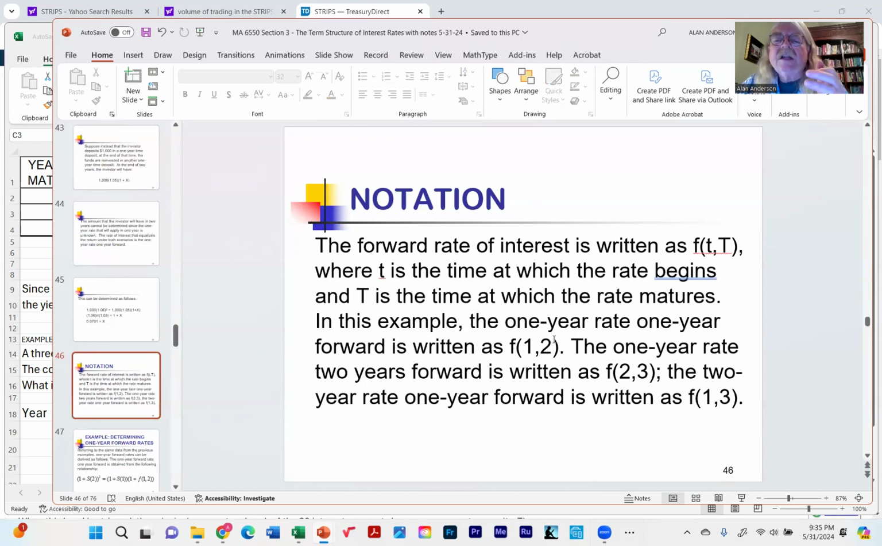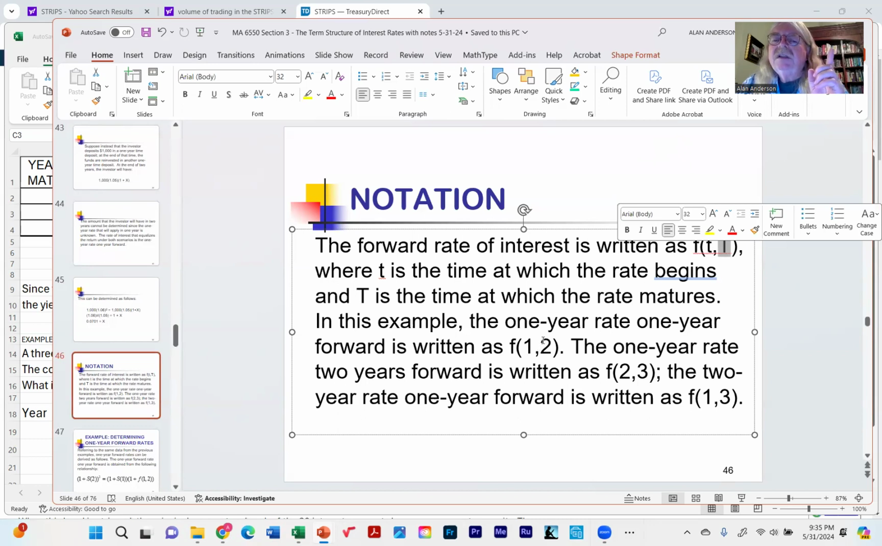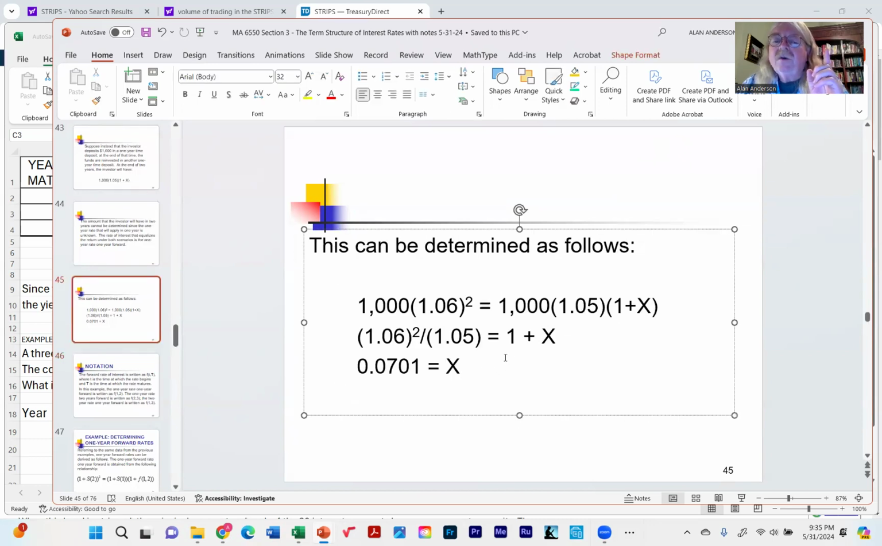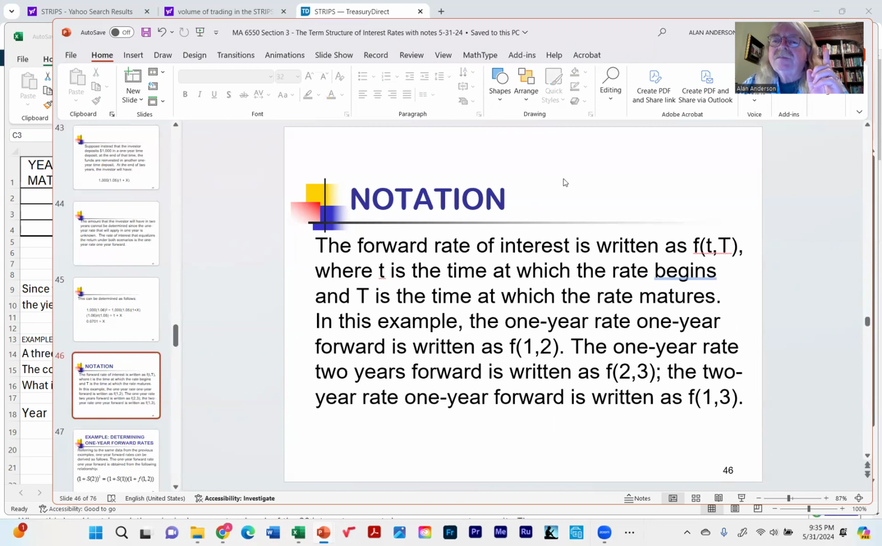So this is going to take a little getting used to, because normally with an interest rate, you figure the rate starts today and it matures at some point in the future. Here we've got 2 time dimensions. When does the rate start and when does it mature? So that's little t means when does it start, and this capital T is when does it mature. So this X would be therefore defined as F1,2. And in English, we call that the 1-year forward rate, 1 year forward. So in other words, you have to specify when does it start and when does it mature.